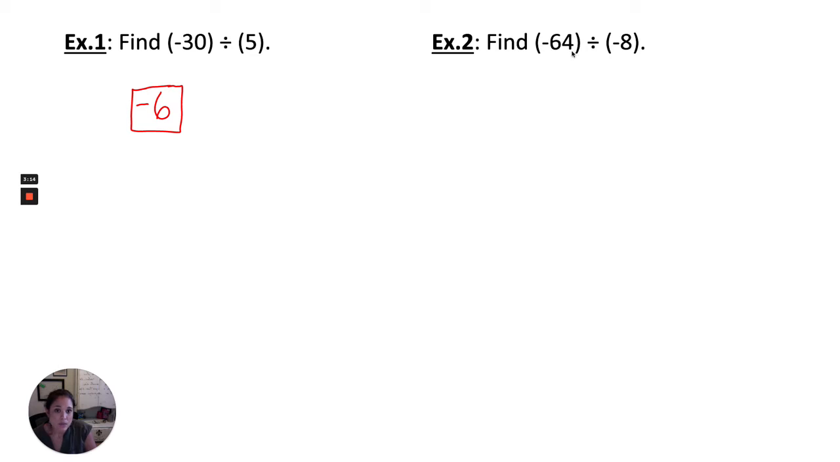Find negative 64 divided by negative 8. Okay, the absolute value of negative 64 would be 64, and the absolute value of negative 8 would be 8. So 64 divided by 8 is 8. And we have the same signs, so our answer is going to be positive 8. Remember, you do not have to put a positive sign in front of a positive answer because it is already understood that it is positive.